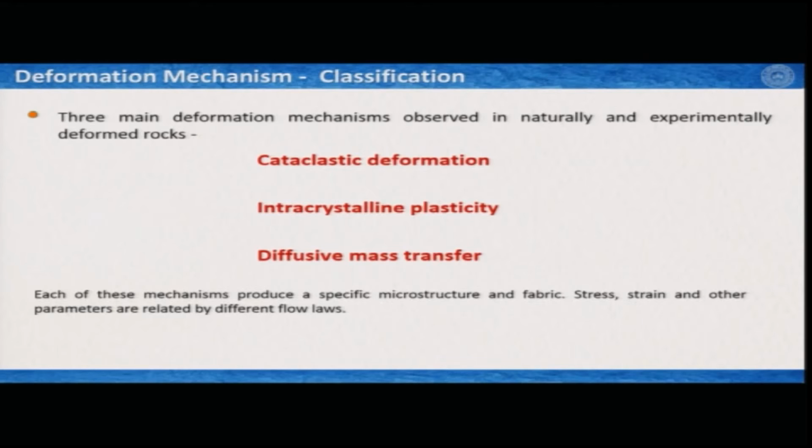So, if we try to classify the deformation mechanisms that we are talking about, then there are three major categories or three major classes of deformation mechanism, and this is mostly derived by observing naturally and experimentally deformed rocks. The first one is cataclastic deformation, the second one is intracrystalline plasticity, and the third one is diffusive mass transfer.